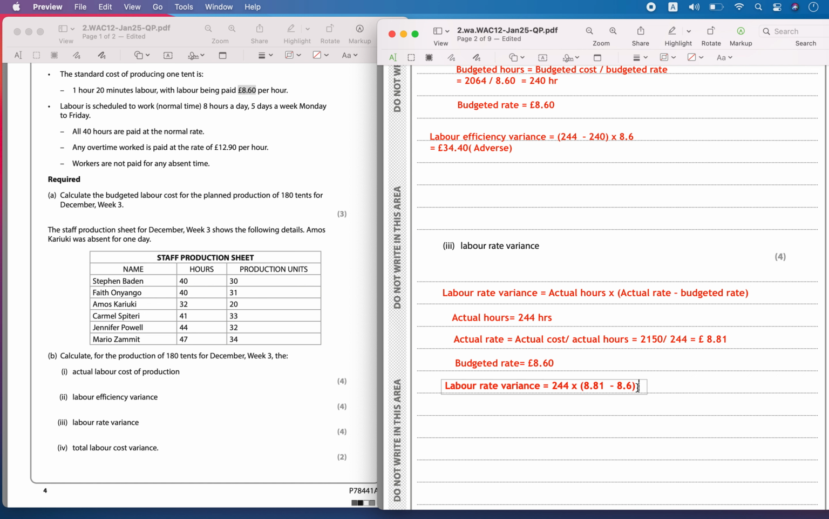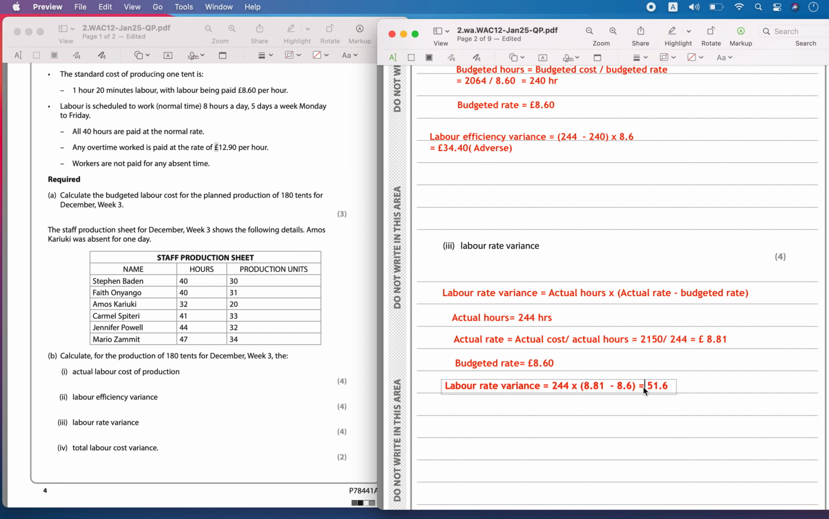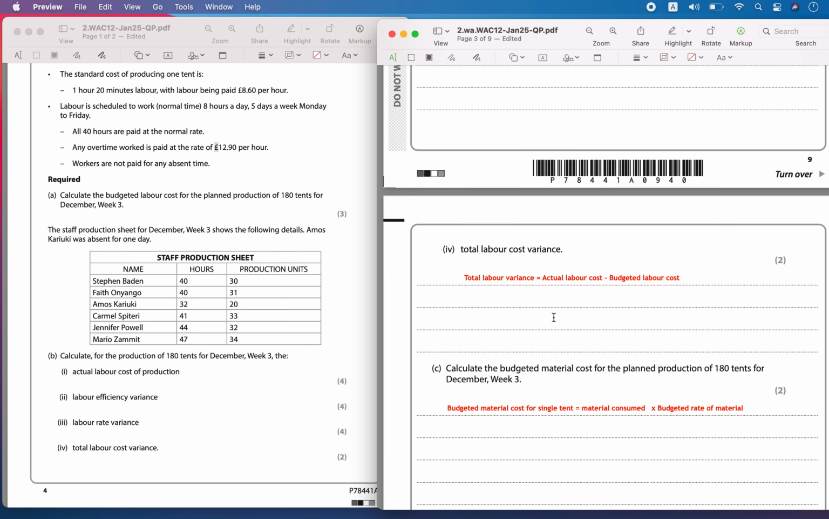So it is equal to 51.6 pounds. Now this is a type of adverse variance, because the actual rate has become more than the budgeted or allocated estimated rate. So it has become more, so it is an adverse variance. Whether it is adverse or favorable, you have to indicate it. So here it is an adverse variance.